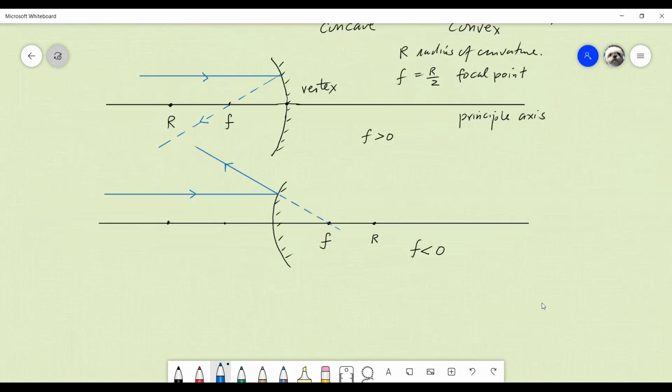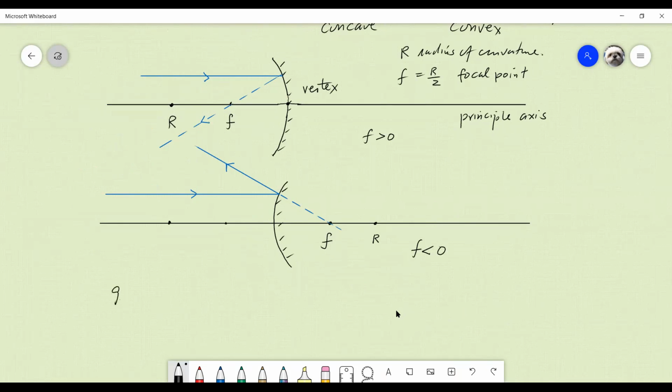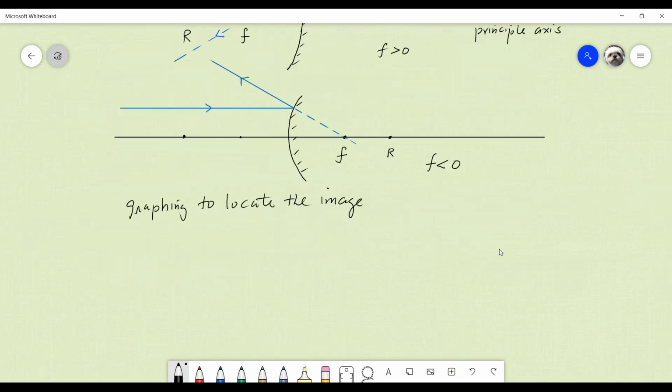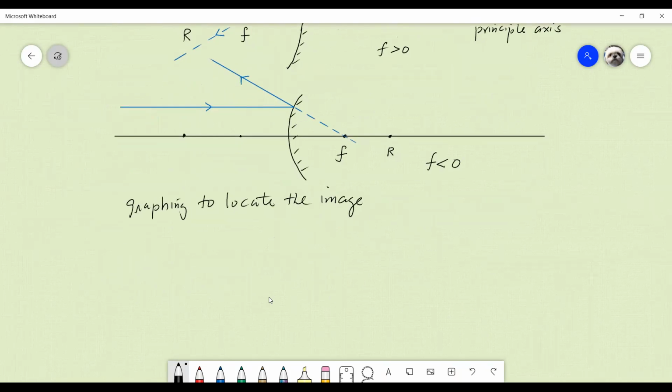Now I'm going to do some examples here. Let's do the concave mirror first. What I'm trying to tell you in the following is the graphical method, graphing to locate the image. It's all about the image. Now I'm going to do it case by case, so I'm going to do the concave mirror first.